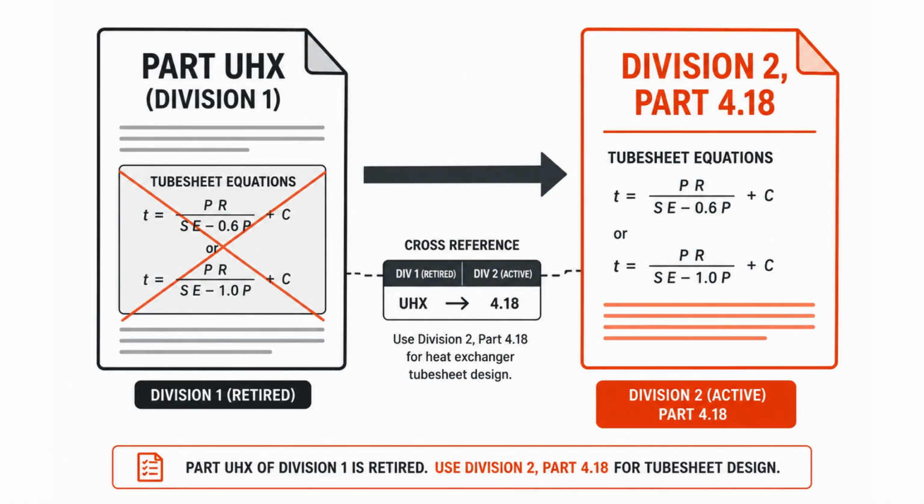And here's the discovery: tube sheet design itself now points entirely to Division 2, Part 4.18. Division 1's own tube sheet equations are gone from this part, replaced by a direct instruction to use Division 2's methodology instead. This isn't optional borrowing for one tricky component anymore. For tube sheets specifically, Division 2 is now the default, mandatory path, full stop. Table UHX 1.1 exists specifically to crosswalk between the two, showing exactly where Division 2 governs and where Division 1's own rules still apply instead.